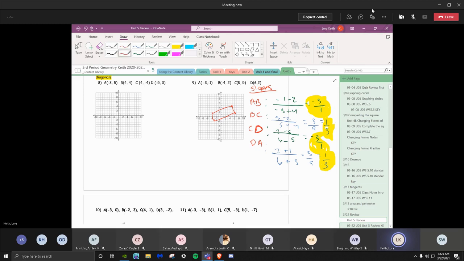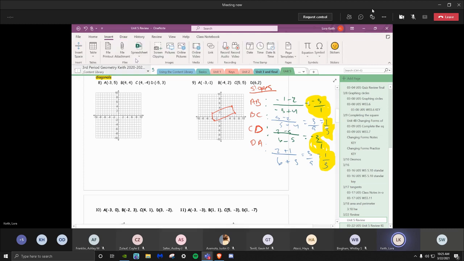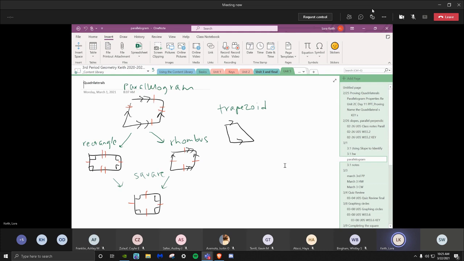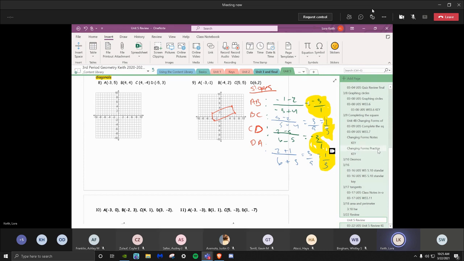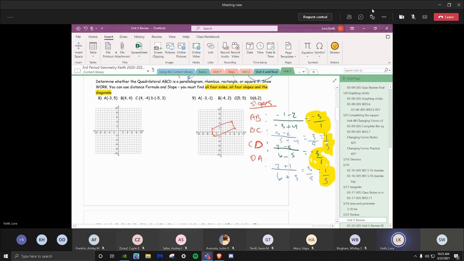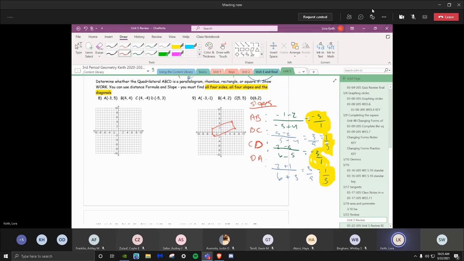Yeah, so these are perpendicular. So that means that we have a right angle. So which 2 shapes can we narrow it down to? Do you know, Edmund? Is it square and rectangle? Yeah, we can narrow it down to a square and a rectangle. So because we know that the slopes are perpendicular, we know that it has to be either a rectangle or it has to be a square.